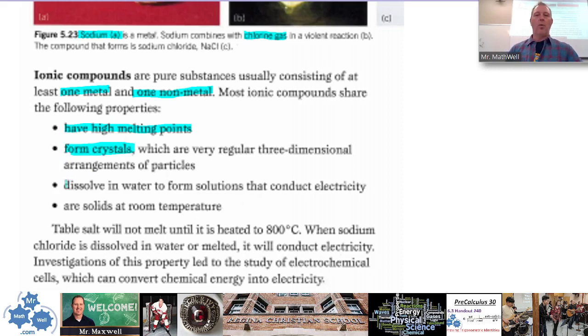They dissolve in water pretty easily. And they conduct electricity. So this is what you're copying down. I'll give you a moment to do that. And of course, they're solids at room temperature. So you can copy down those four things about ionic compounds.